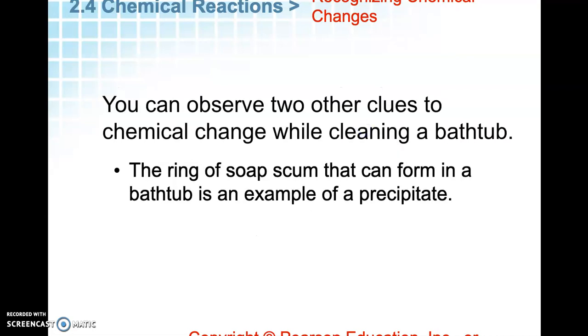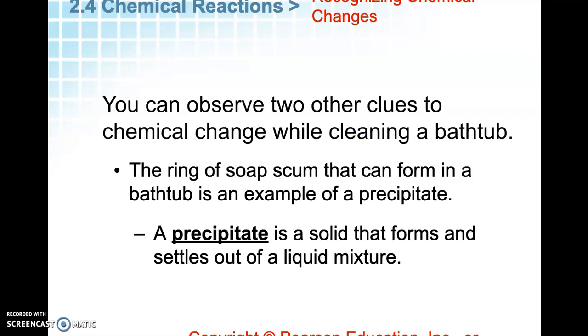You can observe 2 other clues of chemical change when you clean a bathtub. You have soap scum that can form in the bathtub. That's an example of a precipitate. After you bathe, take a shower, take a bath, the soap scum will form on the bathtub. So a precipitate is a solid that forms and settles out of a liquid mixture. And again, you'll see that a lot when you have 2 liquids mix and you get a solid that forms.